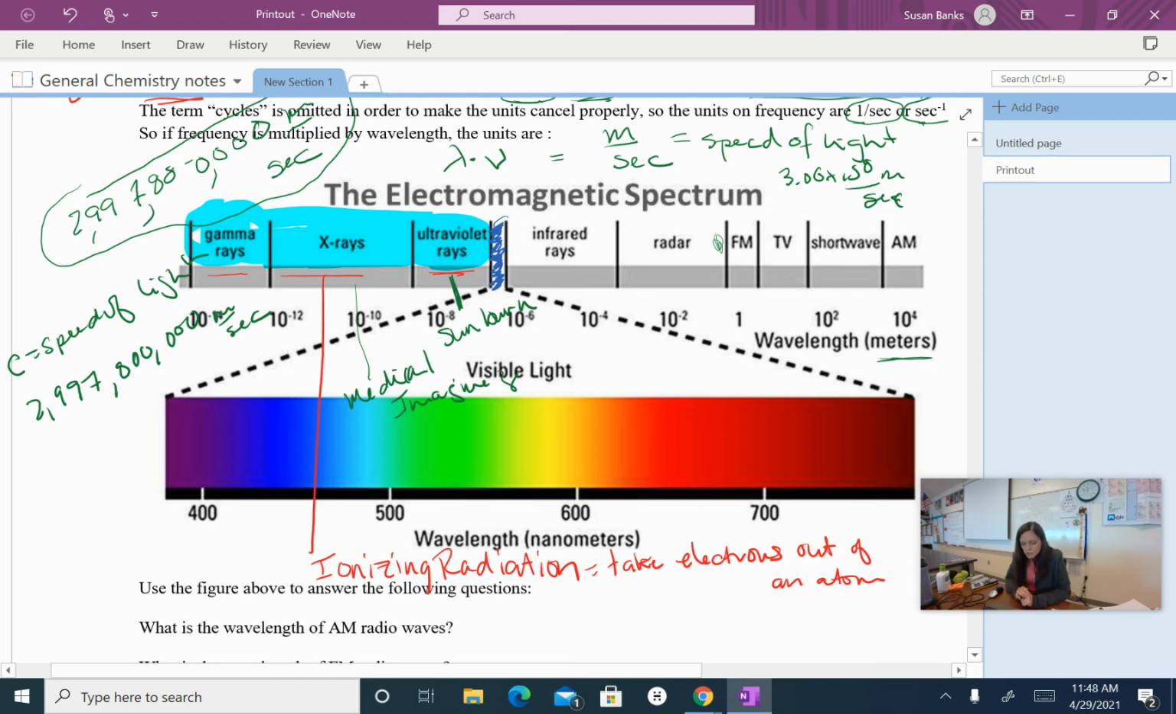Okay? So let's look at the wavelength of some of these different things. So we want to look at the wavelength. So we have wavelength. We're going to put this in meters. So what's the wavelength of AM radio? It's right here. It's at 10 to the 4th meters.